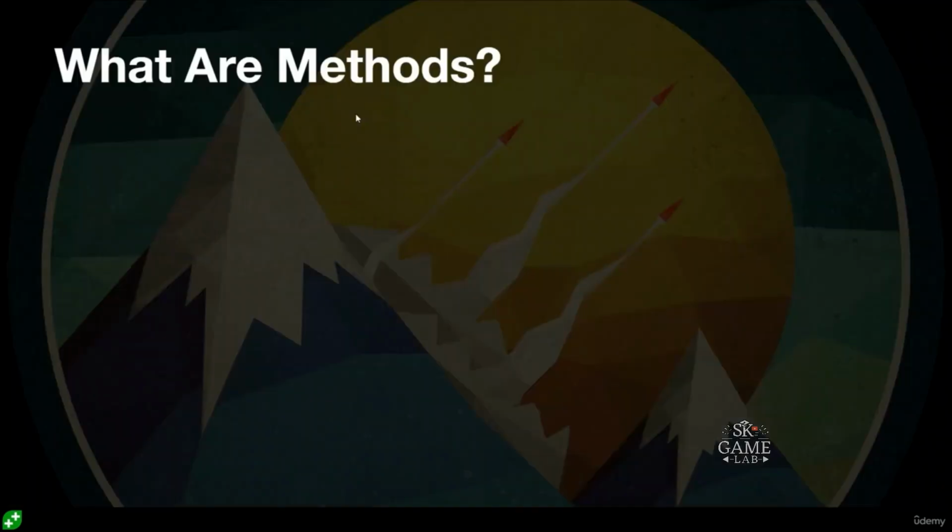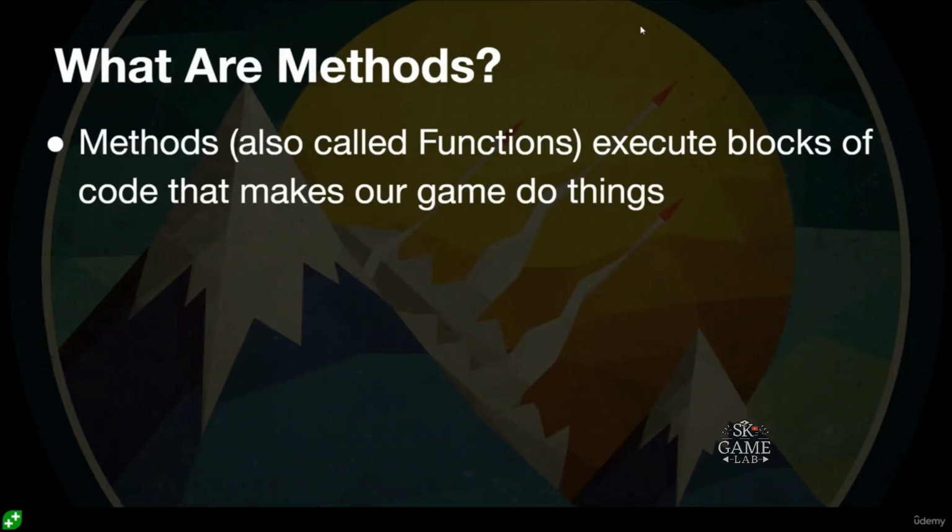Now it's time for a little bit of theory. Okay, we're going to talk about methods. What are methods? Well, methods are also called functions. So you might hear a lot of people referring to them as functions. Technically they're methods, but they're pretty much interchangeable, those two words, when it comes to the way that we're using it in Unity and C#.